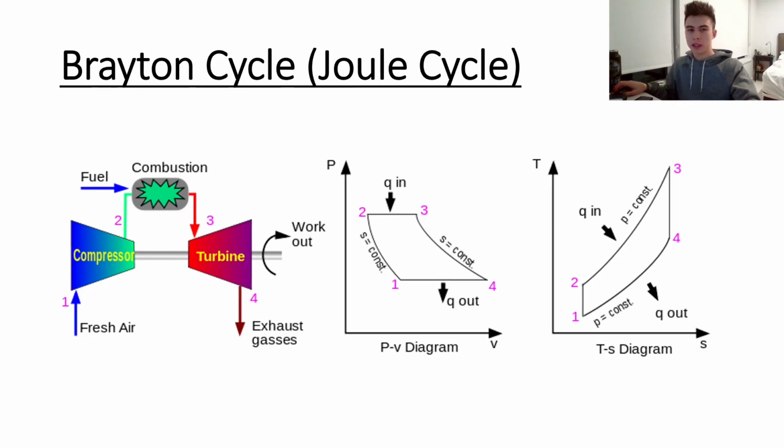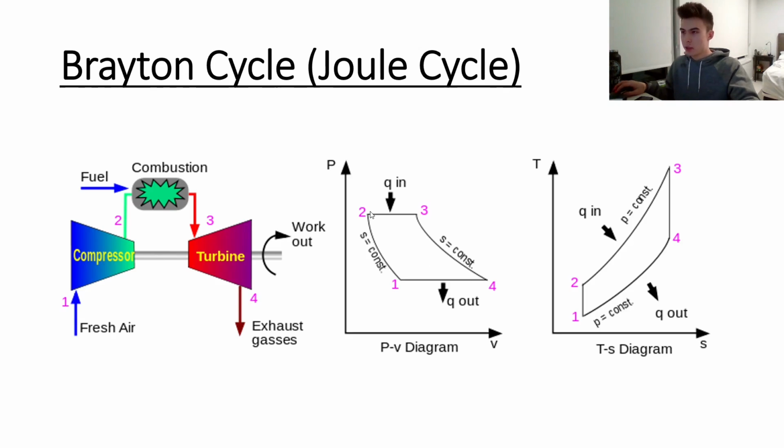So here on the screen you can see a Brayton cycle, which is also known as a Joule cycle. This cycle is used in modern gas turbine engines and jet engines. Brayton type engines are made up of a compressor, a mixing/combustion chamber, and a turbine/expander. The pressure-volume diagram and the temperature-entropy diagram are examples of a real gas turbine engine which had its pressure, volume, temperature, and entropy recorded.